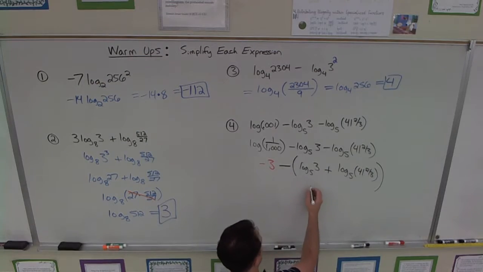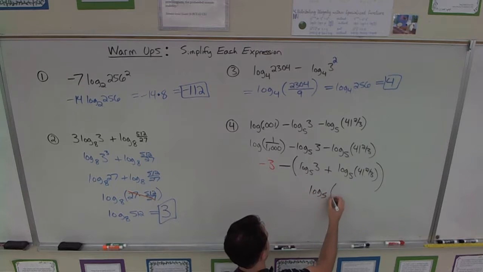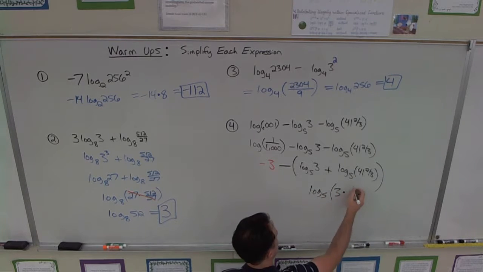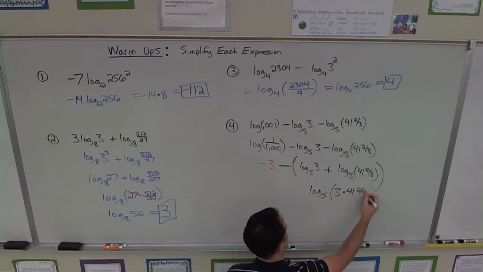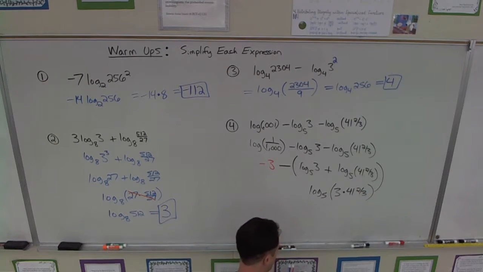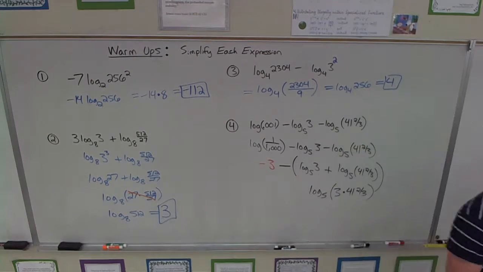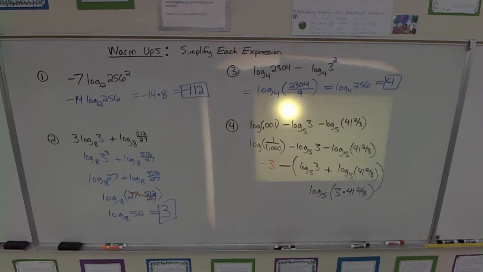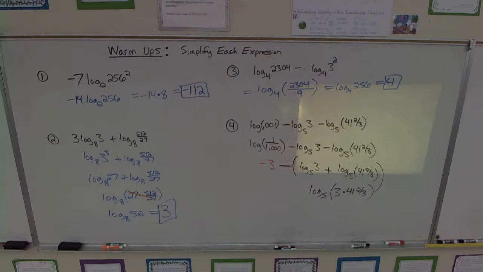So I can say this is going to be log base 5 of 3 times 41 2/3. So 3 times 41 2/3 might be something you guys aren't real comfortable entering in your calculator. So I'm going to see if I can roll my calculator out here and get that to come out by saying.